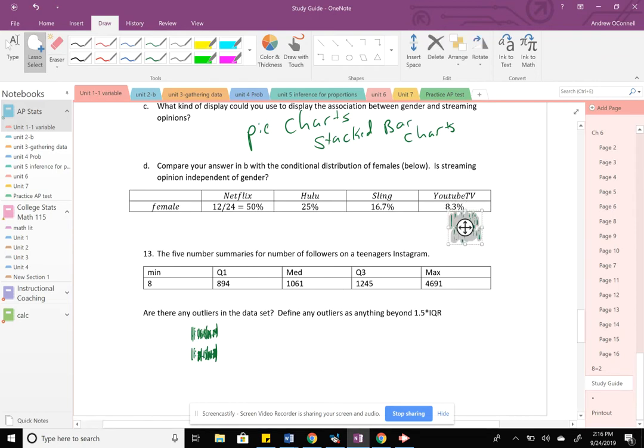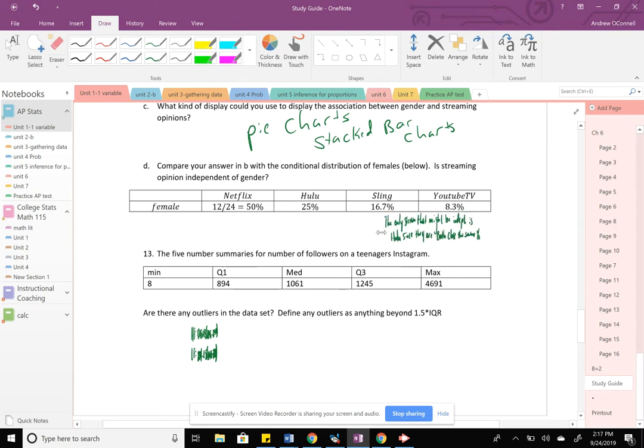Is streaming option independent of gender? So remember, if they're different, they're dependent on gender. If they're independent, you would be seeing something along the same lines. So just hypothetically, if 50% of females said Netflix, and hypothetically, if 50% of males said Netflix, then your streaming option would be independent of gender, because no matter what, you would have had about 50%.